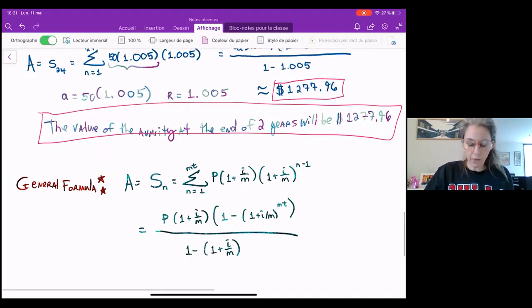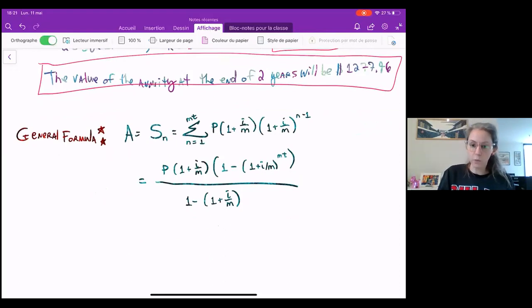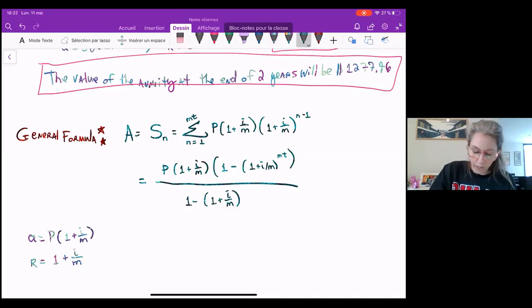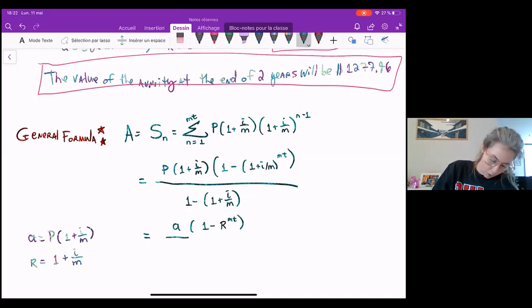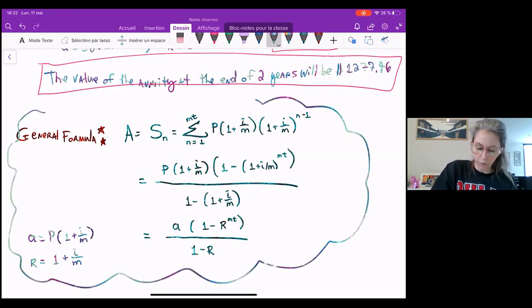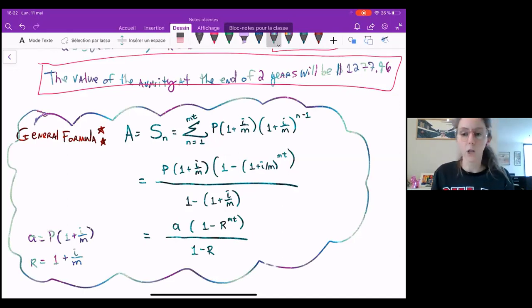Another way we could think about this is in terms of the general term of the sequence of partial sums, like we just did here. We could say that our A is equal to P times 1 plus I over M, and our R is equal to 1 plus I over M. So we calculate those things and we get A times 1 minus R to the power of MT, all divided by 1 minus R, where we've defined our A and our R off to the side. So this is our general formula that we are using to calculate annuities.